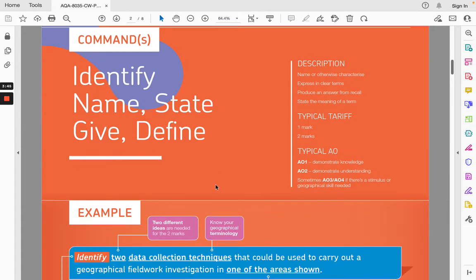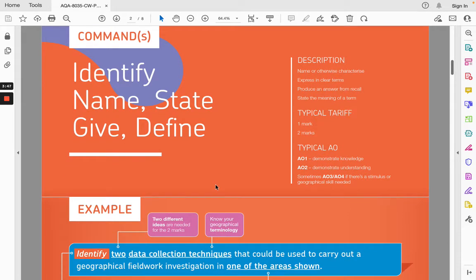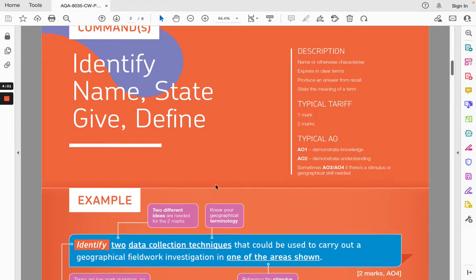Don't need to spend too long on these. These ones are quite straightforward: identify, name, state, give, and define. You're just saying something clearly. You're just naming something. These ones, good revision usually covers you.